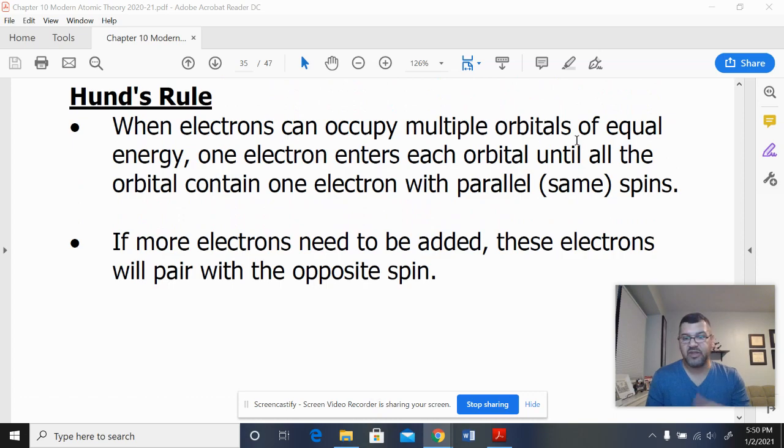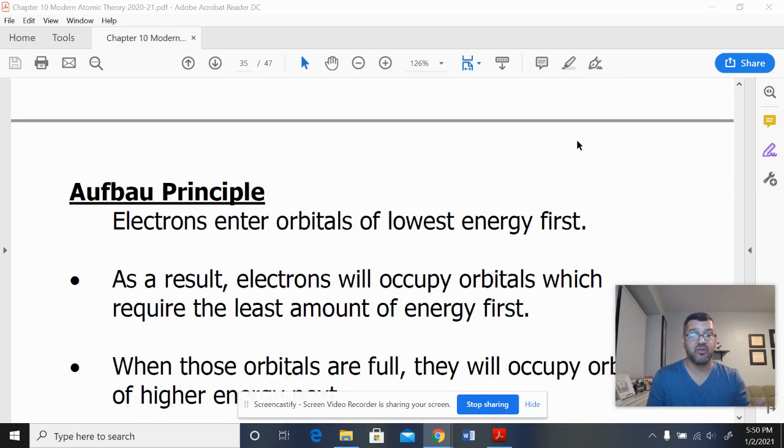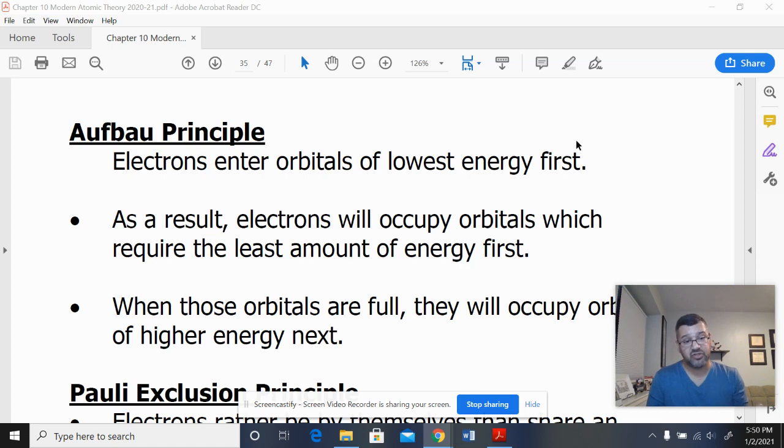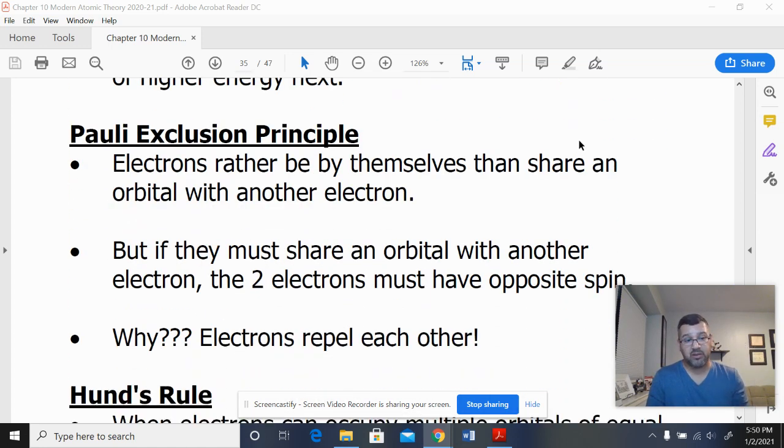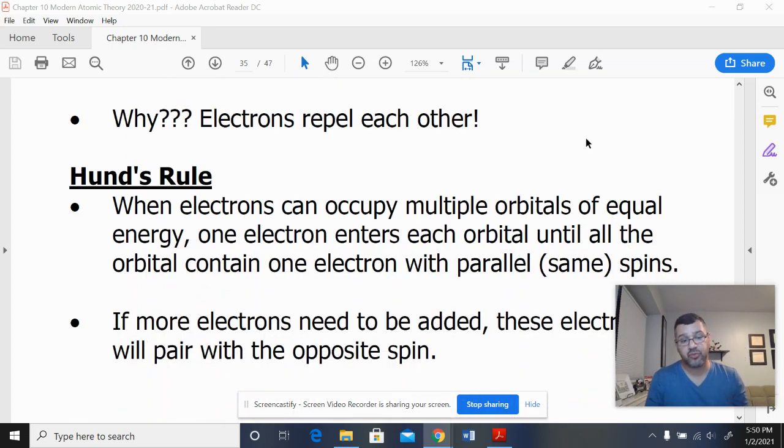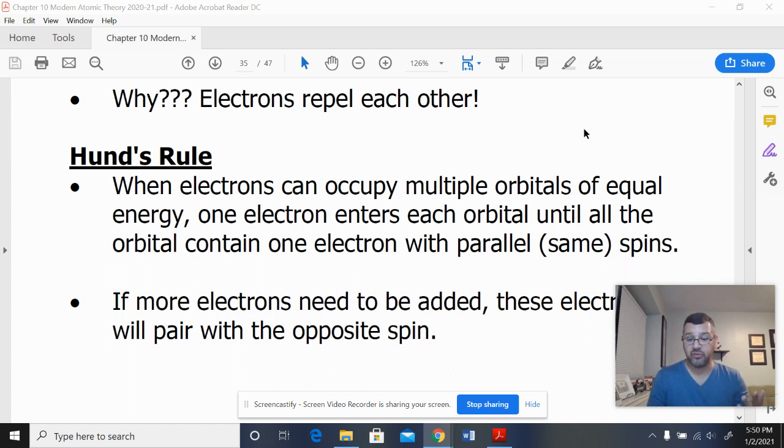So those are the ideas of how electrons fit into orbitals. The Aufbau principle says they go into lowest energy orbitals first. The Pauli exclusion principle says that when you have electrons going into the same orbital, they have to have opposite spin. And Hund's rule states that when you have electrons that can go into multiple orbitals of the same energy, they can go into those orbitals by themselves, with the same spin. But if those are all full, then they have no choice. They have to pair up with opposite spin. And those are the three rules of the road, if you will, for electrons going into orbitals.